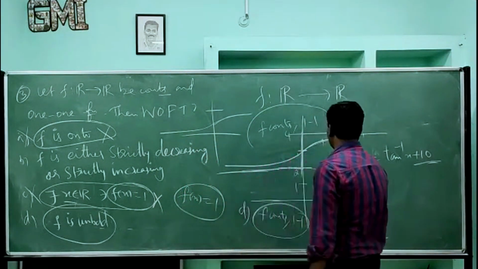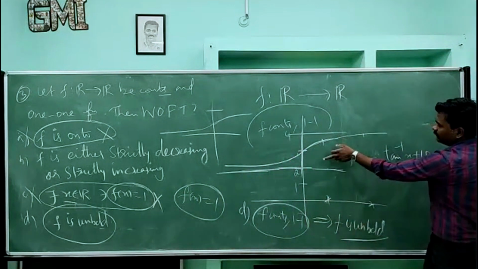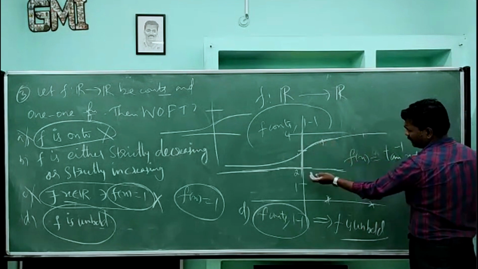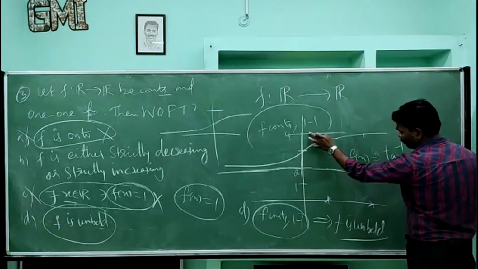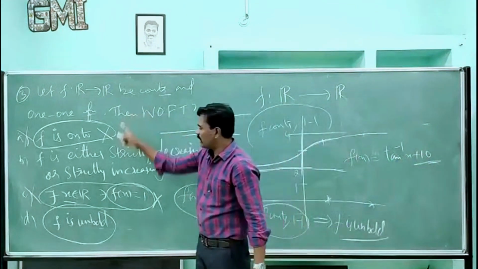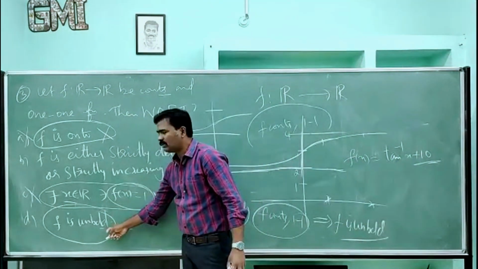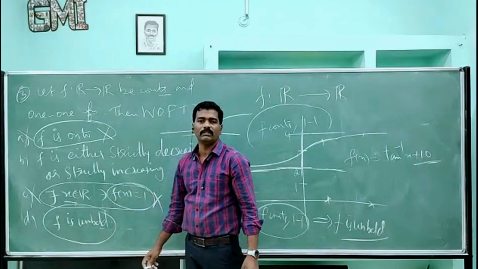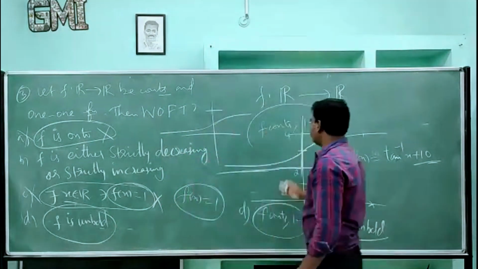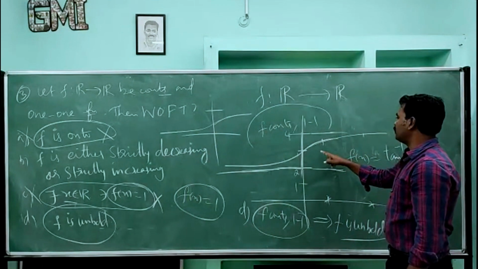Unbounded? Not necessarily. I have an example. This is a 1-1 continuous function. This is bounded, its range lies between 2 and 4. The last option says that a 1-1 continuous function always implies F is unbounded. This is not true always. Not true means we have to give an example. What is that example? I draw this example.